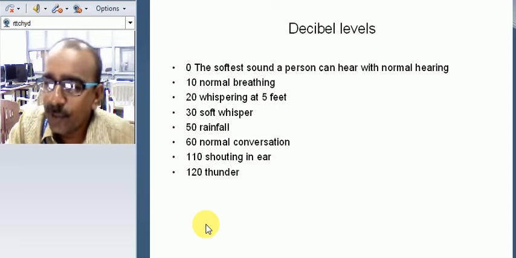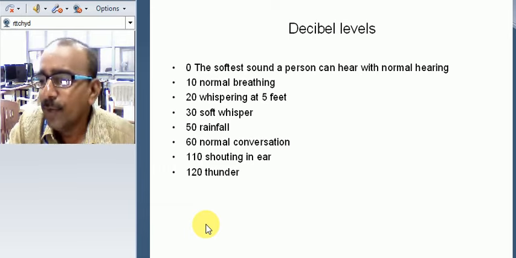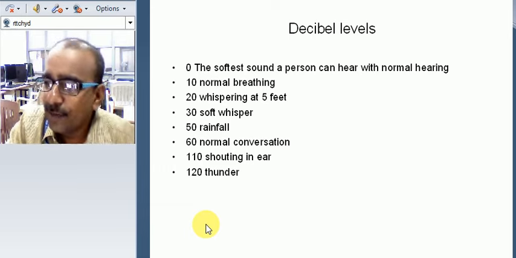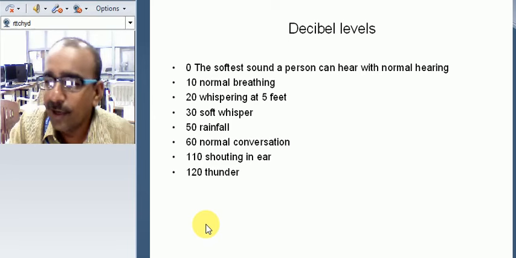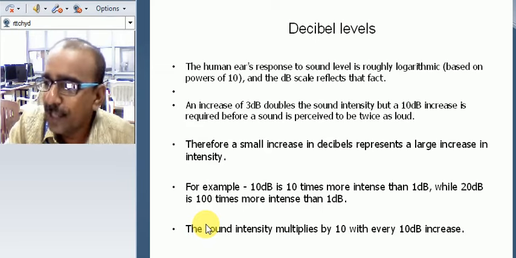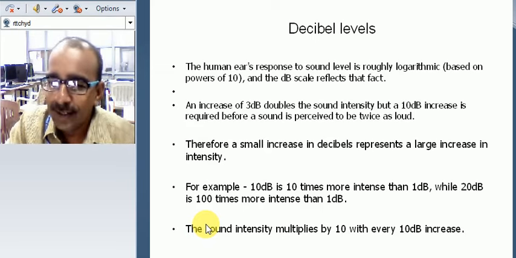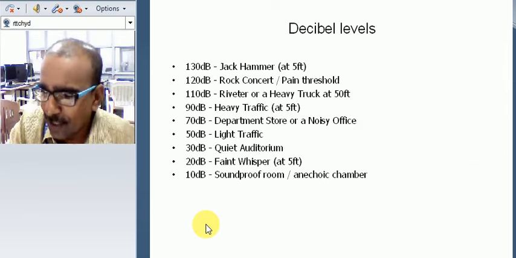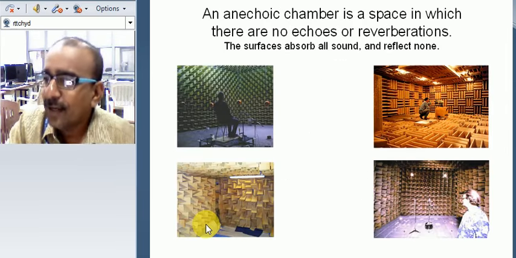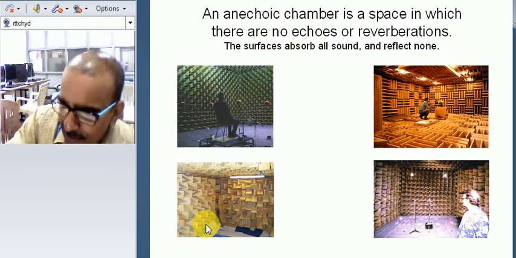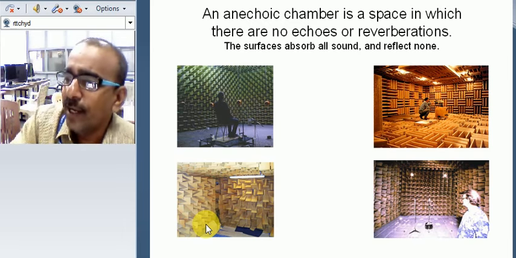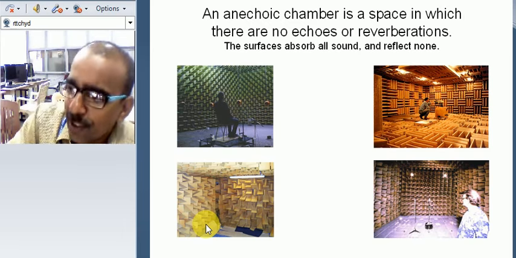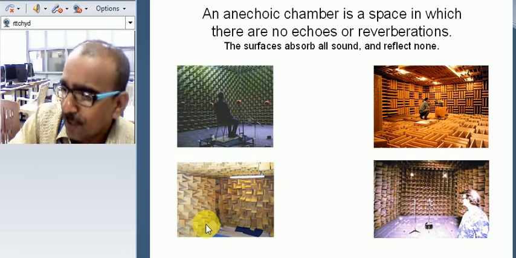This speaks about the decibel levels for a normal human being. It is 10 decibels for normal breathing, 20 for whispering, 30 for a soft whisper, 50 for rainfall. All such decibel levels are described in the next two slides. The pictures show the acoustic or anechoic chambers. These are different examples of anechoic chambers, with no echoes or reverberation.